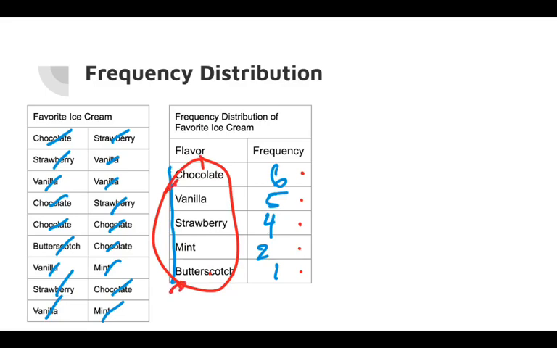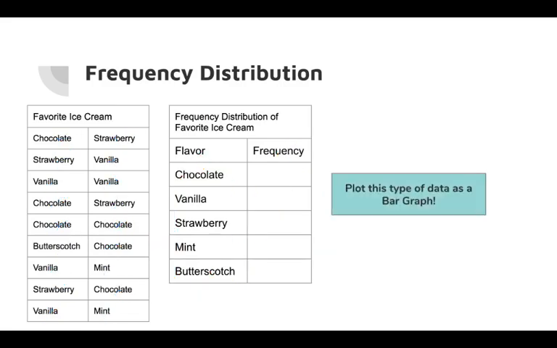And then chocolate would have been next, right? And so this doesn't plot the same way, right? You can't make a histogram out of this. But what we can make is a bar graph. And we'll look at that here in just a second.